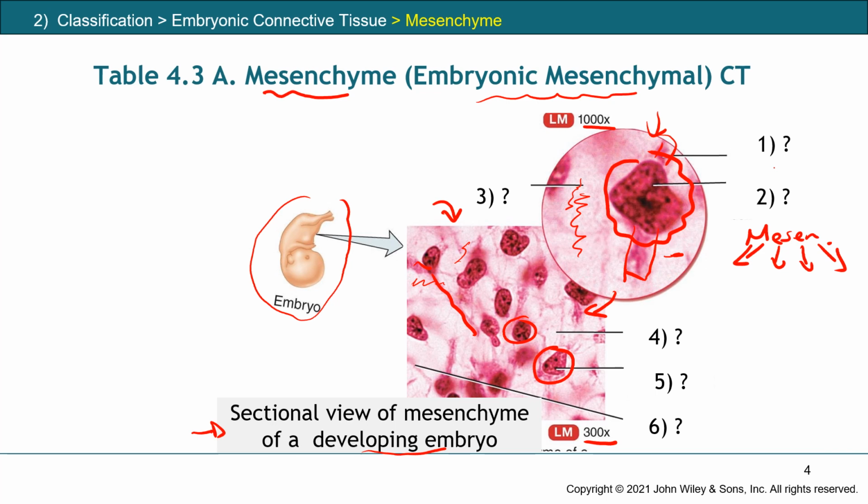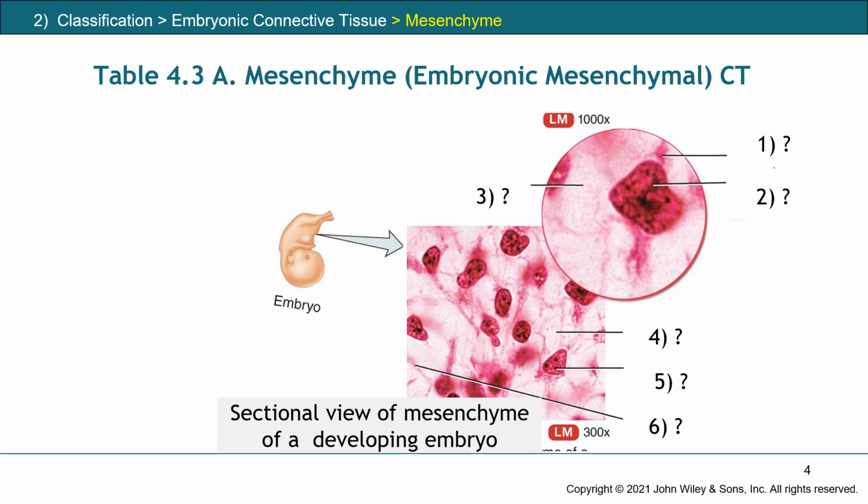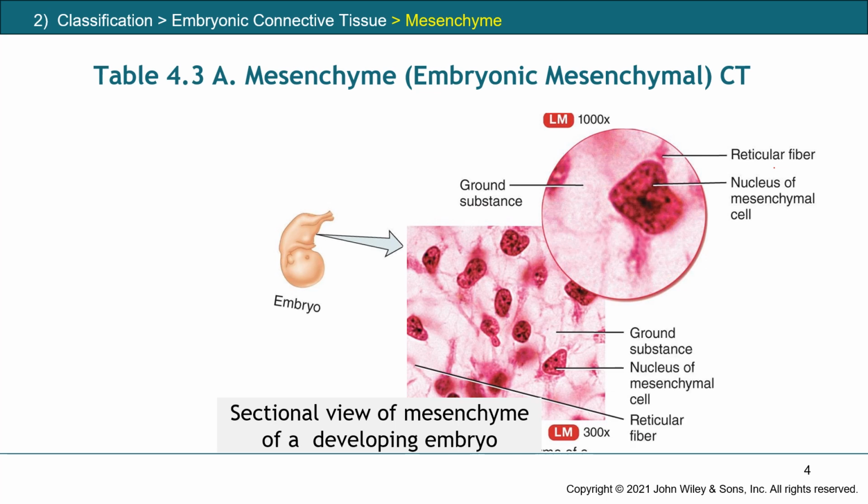But before that, I will delete all these lines. So just to recap, here you have the reticular fiber, here you have the nucleus, here you have the ground substance, and below that, exactly the same thing. In 4, you will find the ground substance. The fifth one will be again the nucleus of the mesenchymal cell, and there you find the reticular fibers. And I remind you, these are the three components that you will find in the connective tissue.